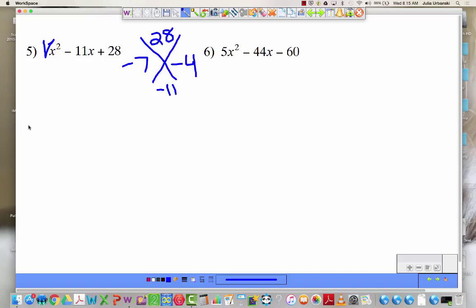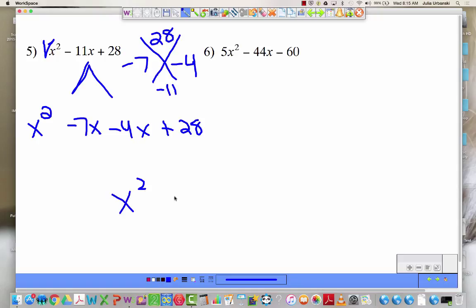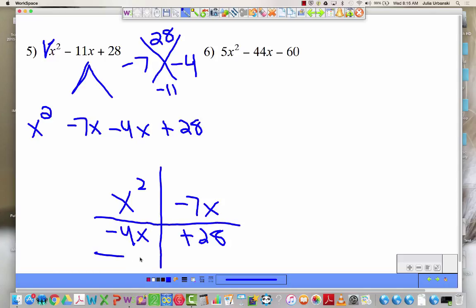All right, so we split it up. We've got 1x squared, and then minus 7x, and then minus 4x, and then plus 28. In the end, these parentheses will still be grouped correctly, even if they're written differently. So x squared minus 7x minus 4x plus 28. All right, go ahead and factor that and see what you come up with.